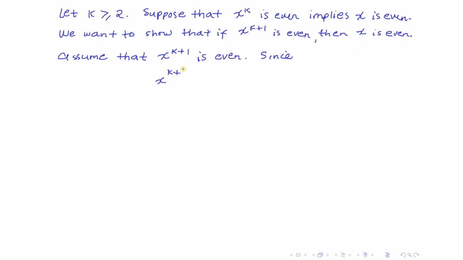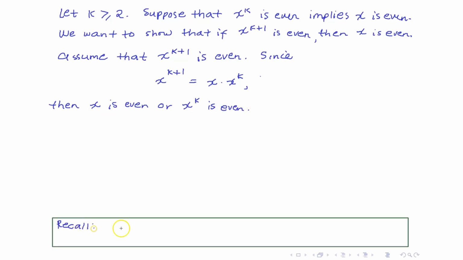Since x to the k plus 1 can be written as x times x to the k, then x is even or x to the k is even. Why is that true? Recall that if the product of two numbers is even, then at least one of them is even. This is what we have used here. If x is even, then we are done, because that is what we want to show.